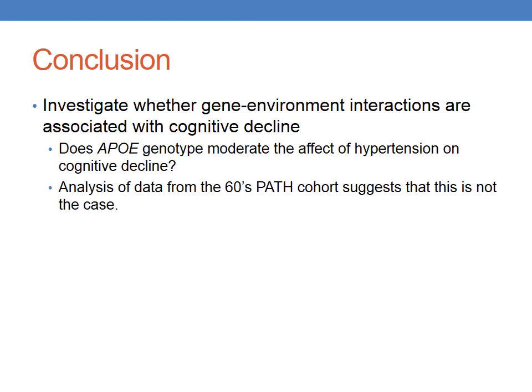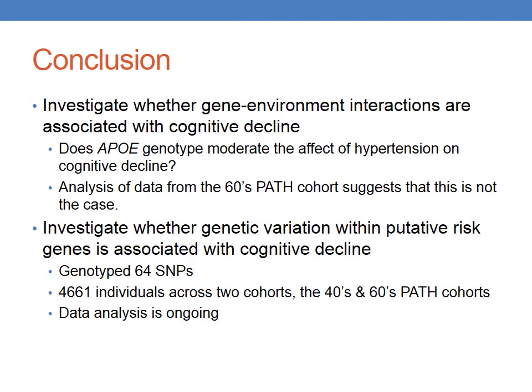So, in conclusion, this project initially looked at identifying whether there was a gene and environment interaction. Particularly I was looking at whether the APOE genotype moderates the effect of hypertension on cognitive decline. Analysis of the data from the PATH cohort suggested that this was not the case. So my second research question, which I'll be working on for pretty well the rest of this year, is investigating whether genetic variation within implicated risk genes is associated with cognitive decline. To do this, I've genotyped 64 SNPs within 4,500 individuals across the 40s and 60s cohorts from the PATH dataset, and the data analysis for this stage is ongoing.